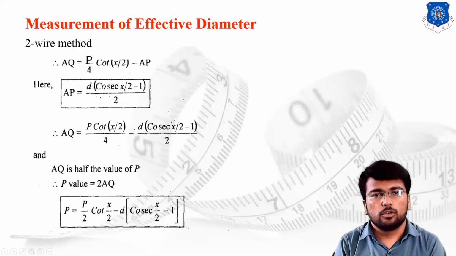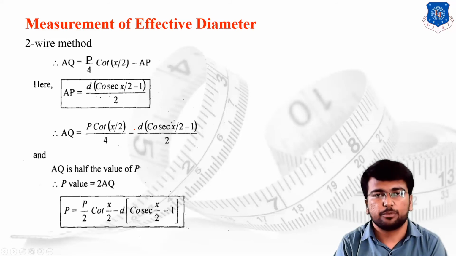Okay, here we are winding up our lecture. What we have discussed is a simple method, that is the 2-wire method for measurement of the effective diameter. From the next lecture, we are going to discuss the 3-wire method and the best wire size method.